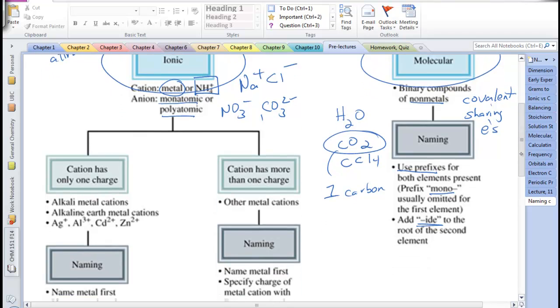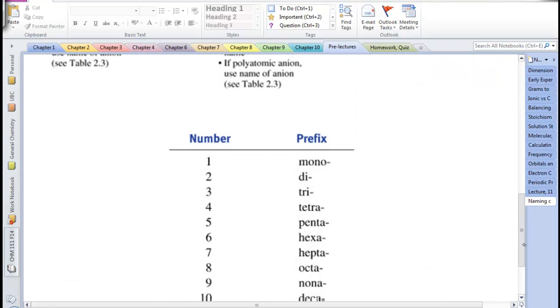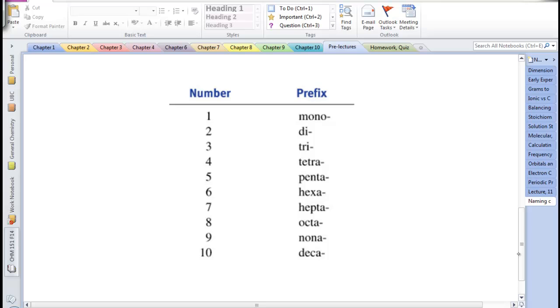So here are your prefixes. Let me scroll down. I have a table here. Most of these you'll be familiar with. Mono, di, tri: 1, 2, 3. Tetra might seem odd at first, but if you think about all the Tetris shapes, there were always 4 blocks. So 4, tetra; 5, penta; hexa for 6; hepta for 7; octa, 8; nona for 9; and deca for 10. And we're not going to go past 10.